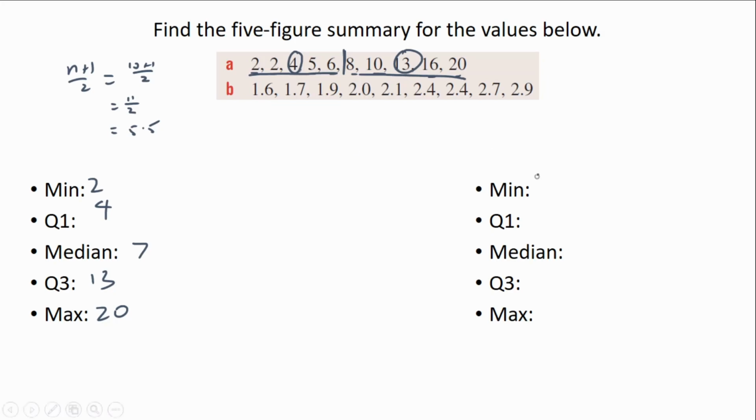So the minimum straight away, 1.6, and the maximum is 2.9. Just note that if it's not in order from lowest to highest, or ascending order, you need to do that yourself. So let's find the median.